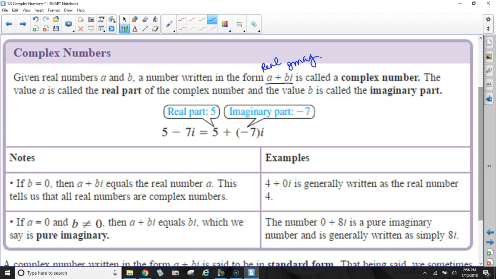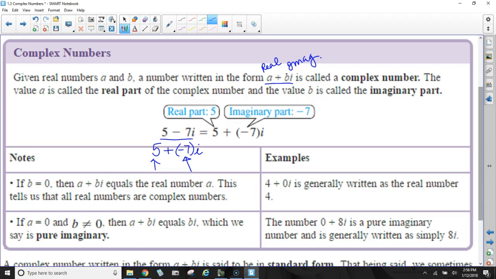So, for example, we've got the complex number 5 minus 7i. It can be rewritten as 5 plus a negative 7i. And so the real part is the 5. The imaginary part is the coefficient of the i, the negative 7.